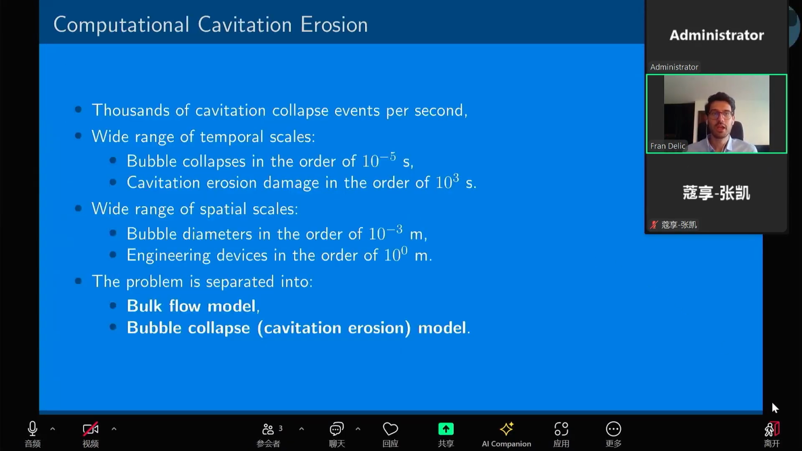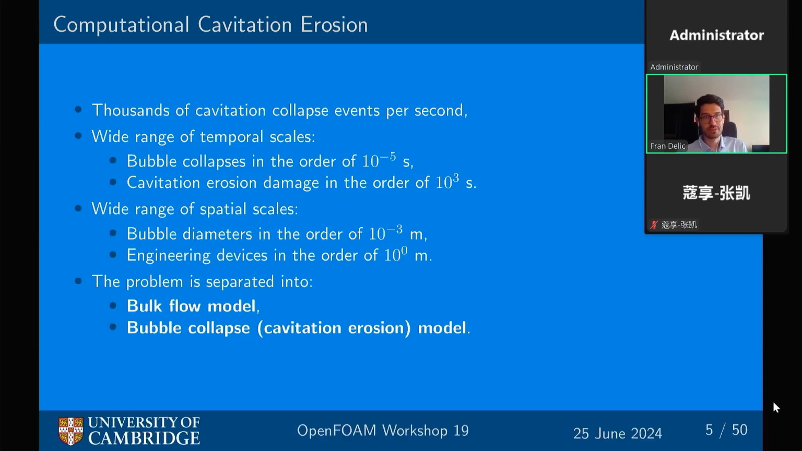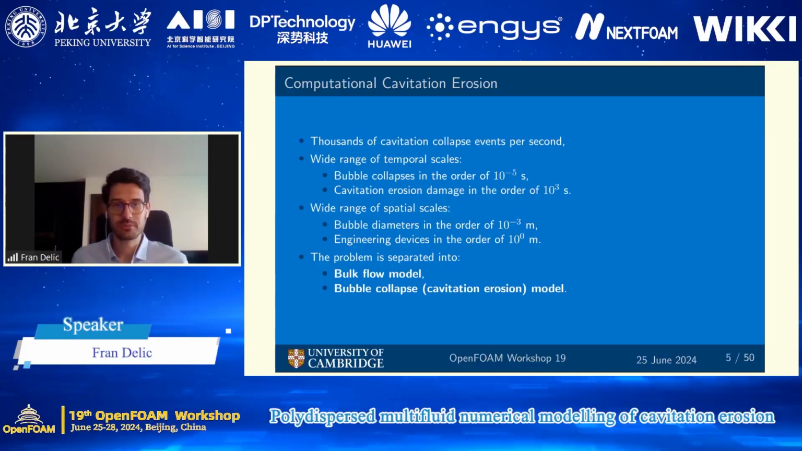the wall. The main difficulty with computational cavitation erosion is there are thousands of collapse events per second, and there's a wide range of temporal and spatial scales. The temporal scales go from milliseconds for bubble collapses to minutes, hours, days for cavitation erosion, and the spatial scale goes from micrometers to millimeters for bubble diameters and centimeters to meters for engineering devices.